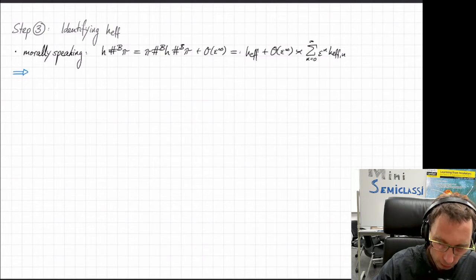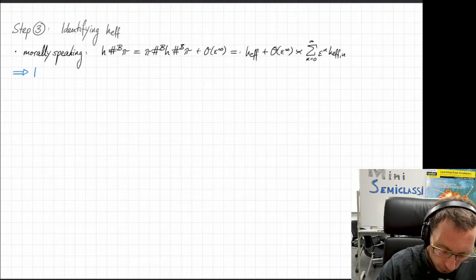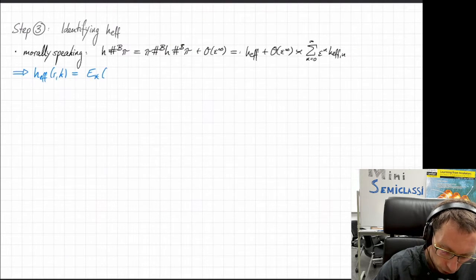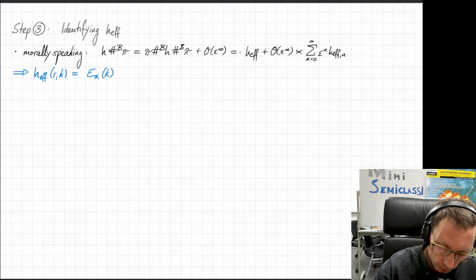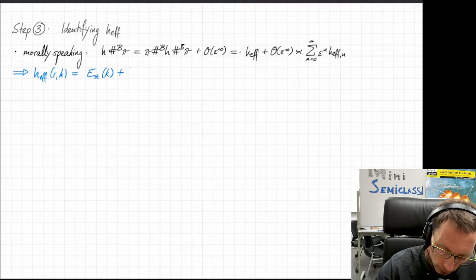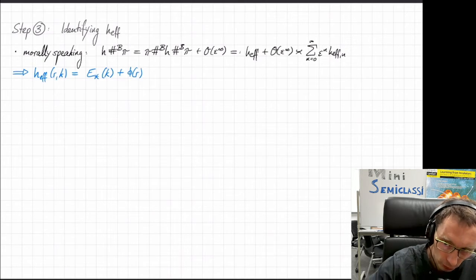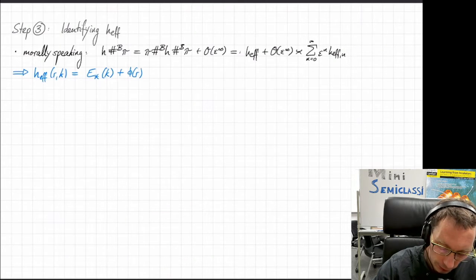And if you do a little bit of computation, what you get is the following. Well, not surprisingly, to leading order, you just replace the periodic operator with E star, the band function. Then you have to add the electrostatic potential. Okay, that's also relatively clear.